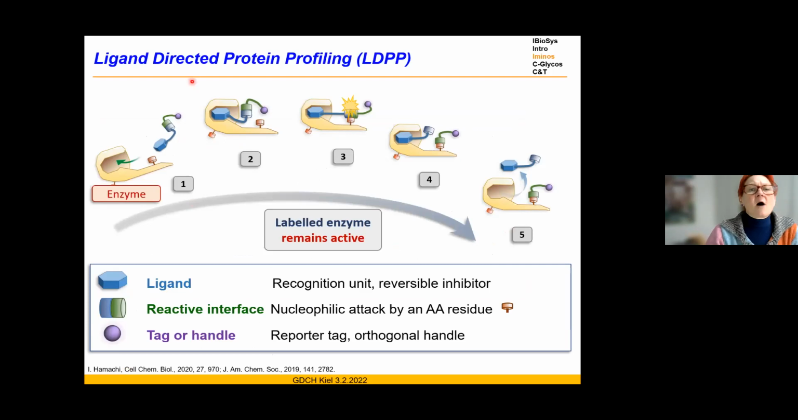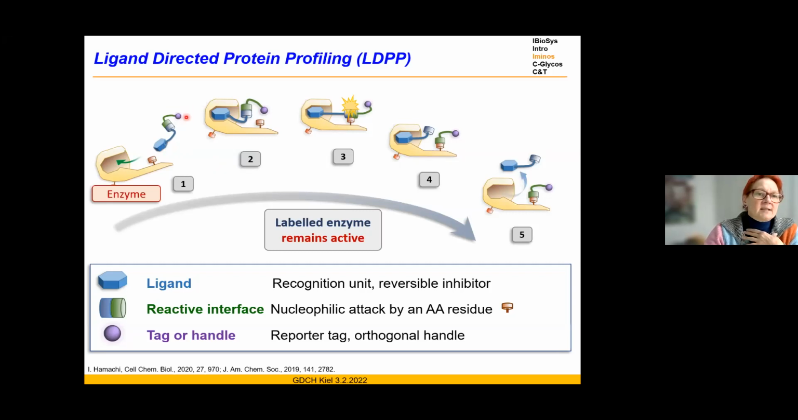And this is how we got interested in ligand-directed protein profiling. This principle was introduced by Hamachi for all different kinds of enzymes. And the mechanism is a little bit different, and the probe is designed a little bit differently. So we again have a ligand here, which is selective for the enzyme of interest. However, this ligand now is a reversible inhibitor. So we don't have an electrophile present, so it's a competitive inhibitor.